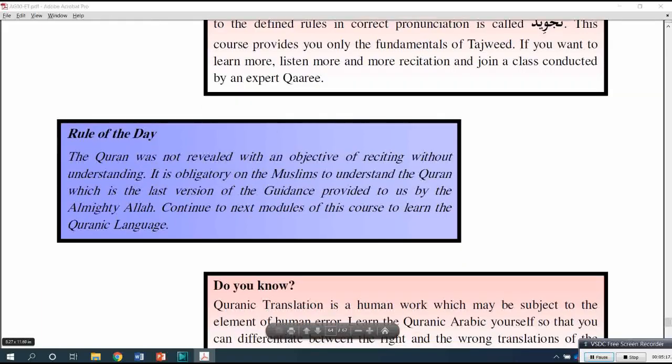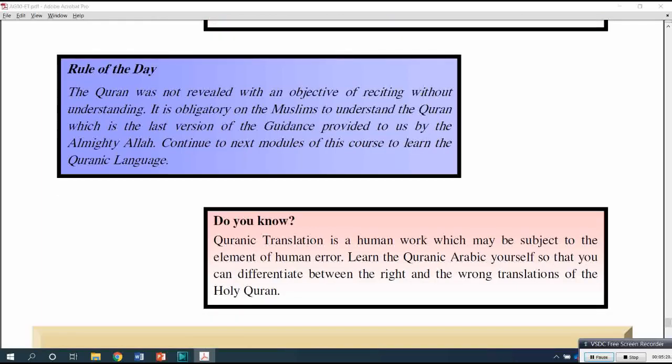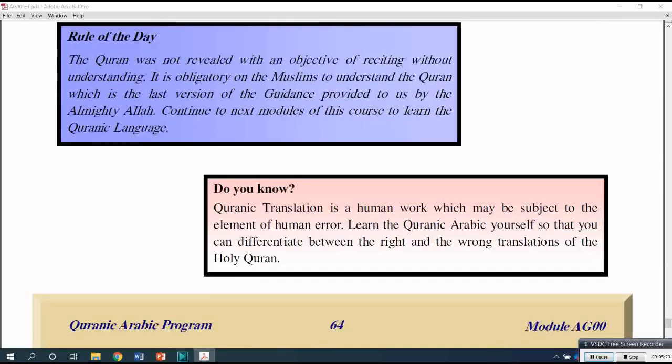Quranic translation is a human work. Kindly note this, which may be subject to the element of human error. This is possible. Learn the Quranic Arabic yourself so that you can differentiate between the right and the wrong translation of the Holy Quran. If you find some mistake in a translation, please read other scholars' translations. Then you can match them, and in your mind you will be able to understand, okay, this is the real meaning of the Quran. So please use this.